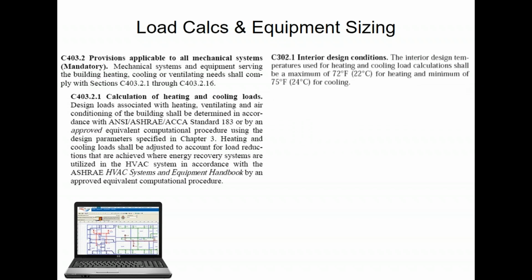You are required to use certain indoor design temps. Specifically, the heating must be 72 or less as your design temp, and the cooling must be 75 or more for your design temp. You are not allowed to design a cooling system for 72 or 73 or 74 degrees. 75 is the coldest you're allowed to design it for in the interior space.